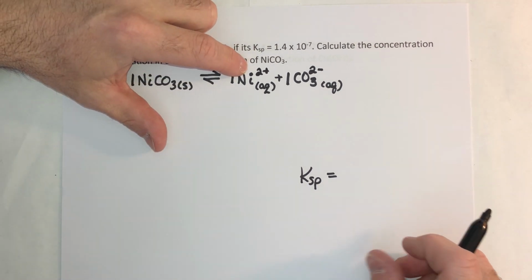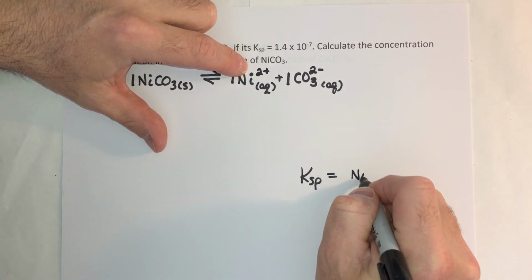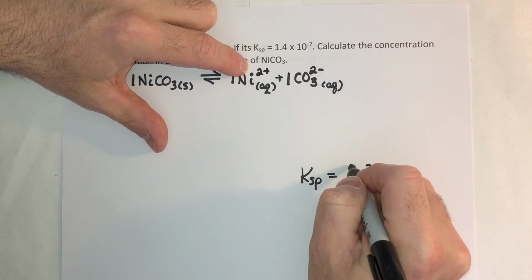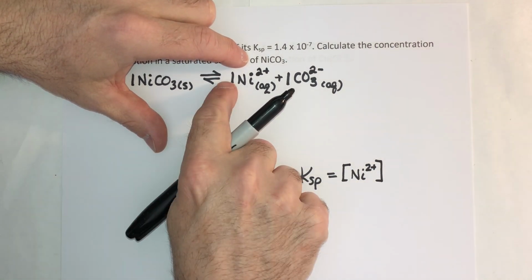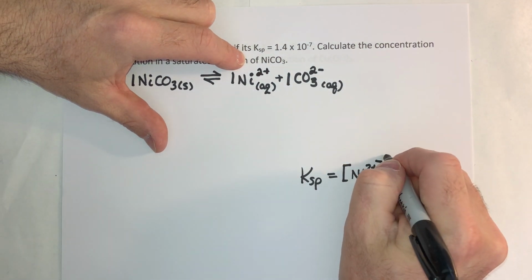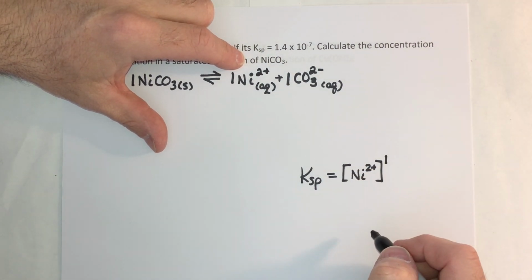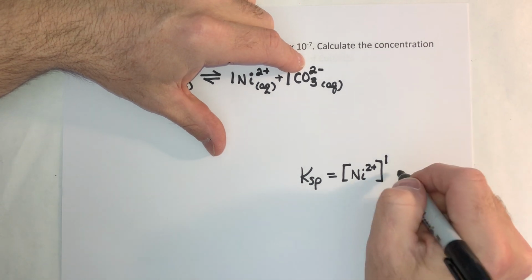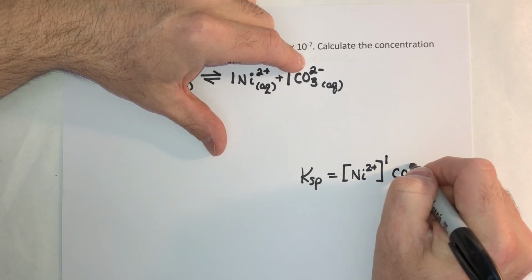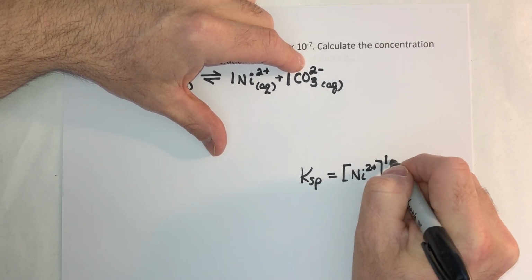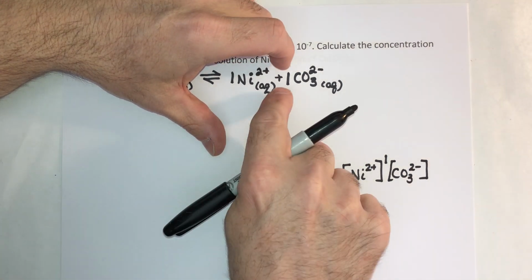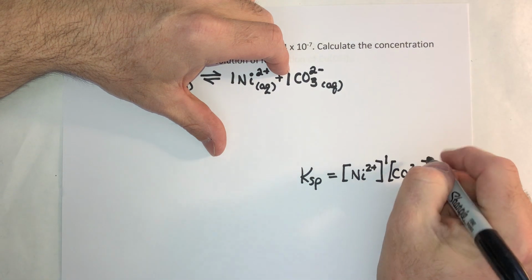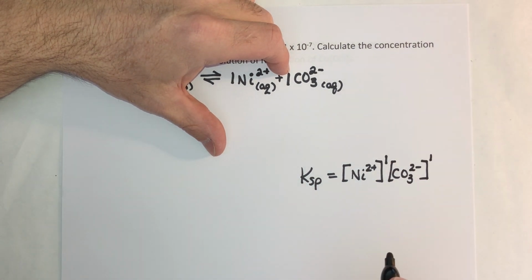All equilibrium expressions put the products in the numerator and the reactants in the denominator. So your first product is a nickel 2 plus. We put square brackets around it to show that it's a concentration. And whatever number was used to balance it becomes your power, so it'll be power of 1. The second product is a carbonate, so CO3 2 minus. We put square brackets around it to show concentration, and again, a 1 was used to balance the equation, so we have power of 1.